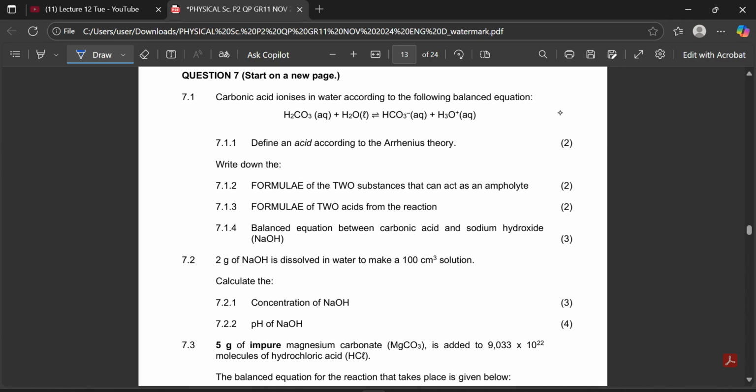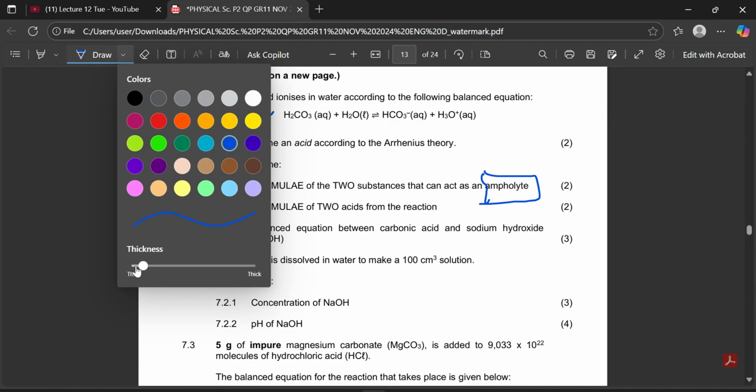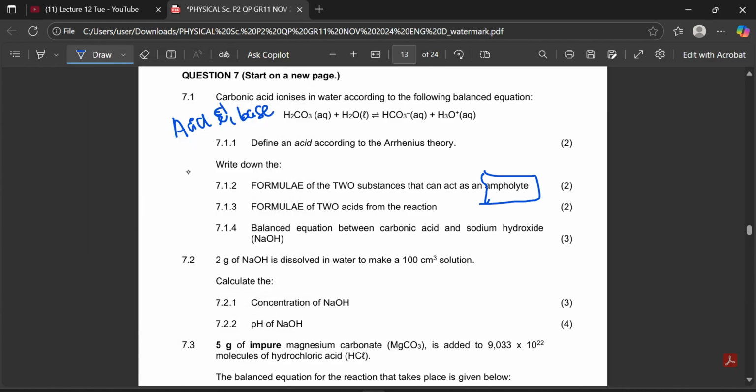They then say to us, write down the formulae of the two substances that can act as an ampholyte. Ooh, what? Let's start here. What exactly is an ampholyte? Remember, an ampholyte is a substance that can act as both an acid and a base. So we look at this reaction. Which one is an ampholyte? Which one can act as both an acid and a base?